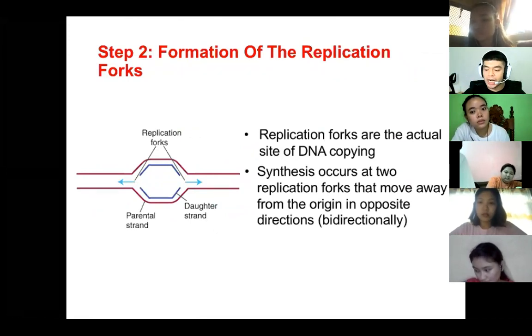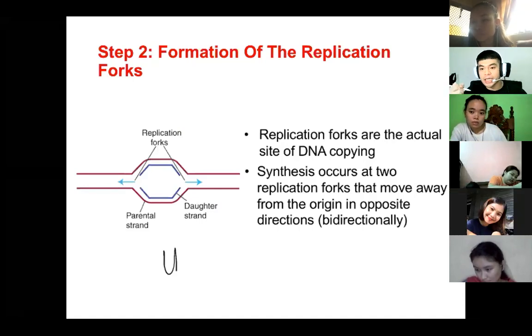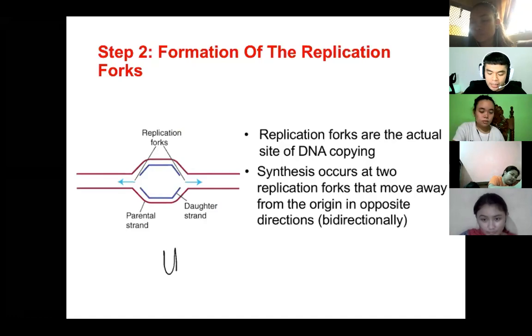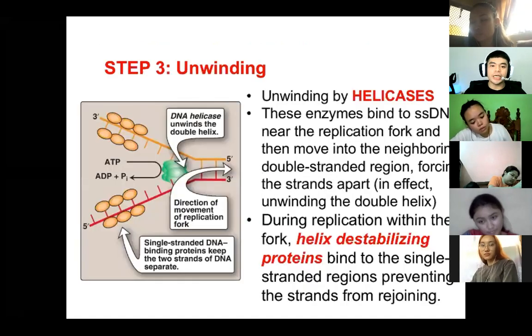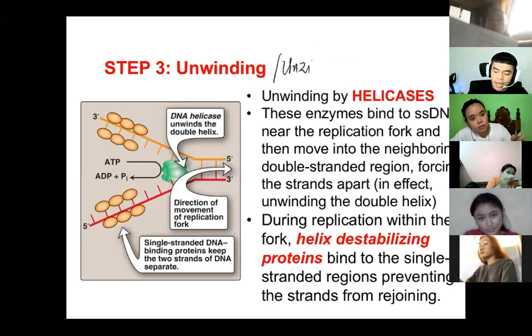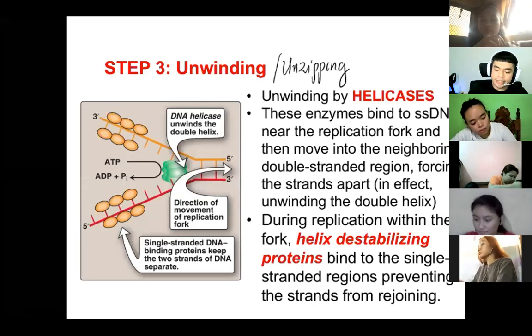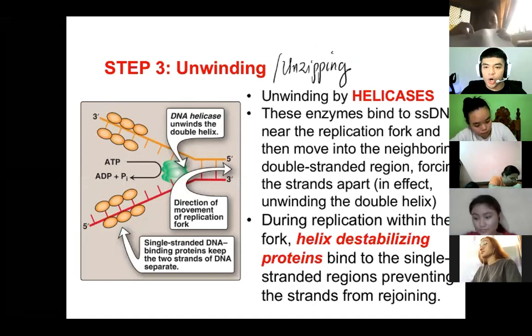So para maibuka natin yon, kailangan maganap ang tinatawag na letter U. Anong tawag sa letter U? Kailangan ibuka. Unwinding. Very good. That is the process called unwinding, also known as unzipping process. Kaya ang step number 3, it involves unwinding or unzipping, okay? Unzipping process. So in unwinding or unzipping process, we need an enzyme here.